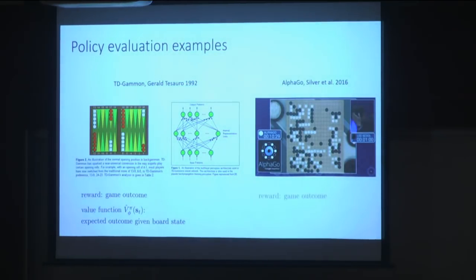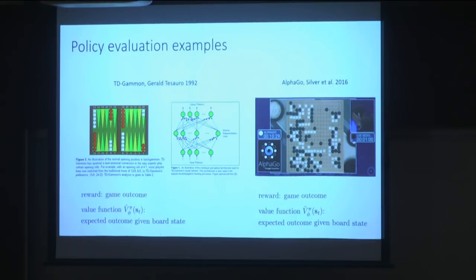AlphaGo, same thing. The value function is the value function for the game outcome reward. The game outcome is just did you win or did you lose. So the value function tells you the expected outcome, how likely you are to win or lose, given the current state of the board. So policy evaluation actually makes a lot of sense.